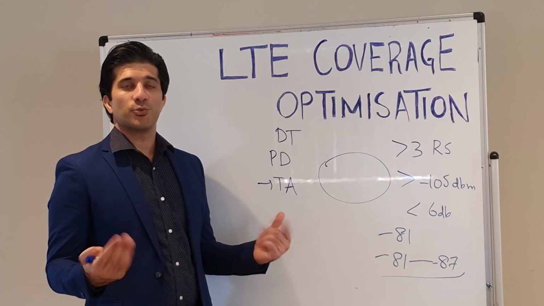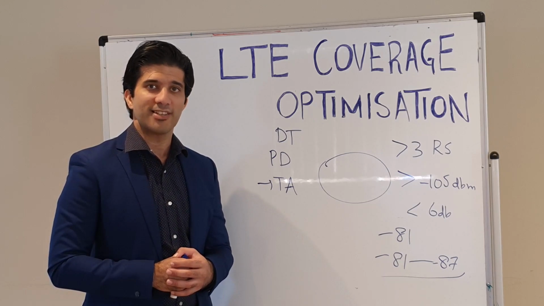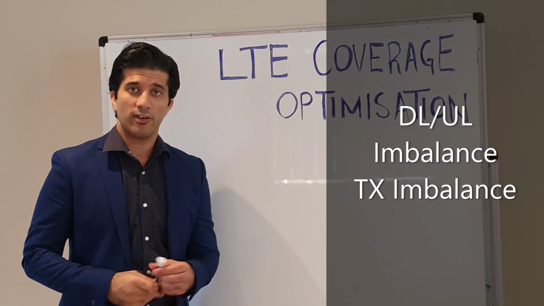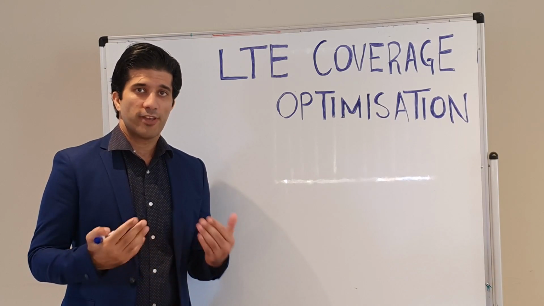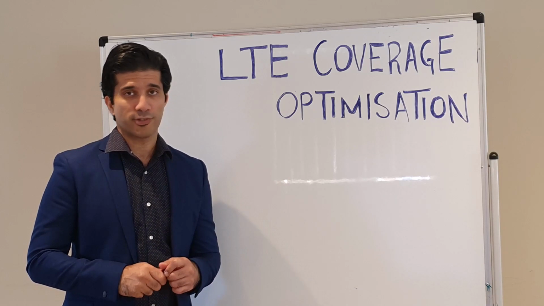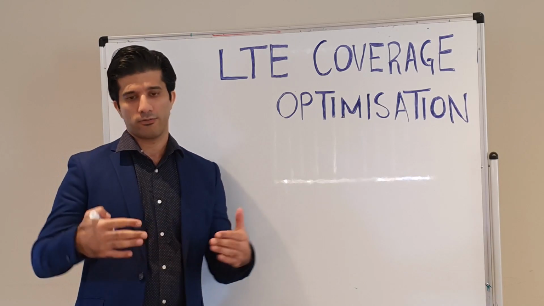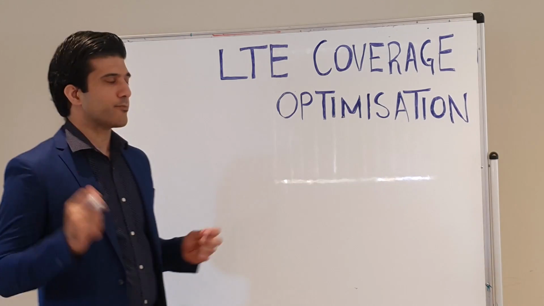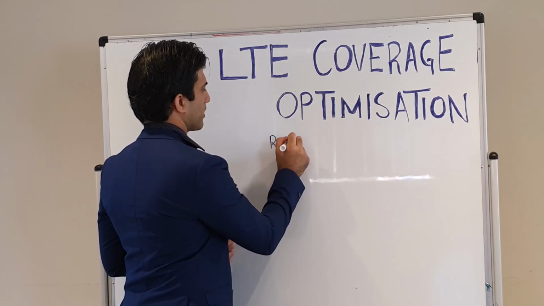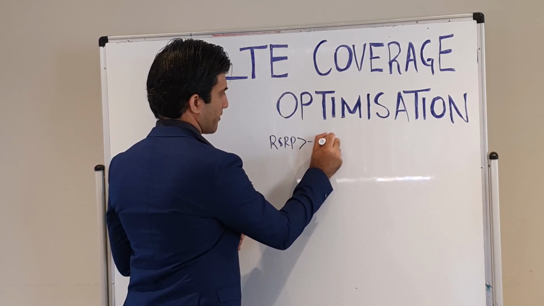So now let's move to imbalance in downlink and uplink, and then we'll see the TRX imbalance as well. So let's discuss downlink and uplink imbalance. If you have an uplink imbalance, and that is usually the case, you have an uplink limited network, or an uplink limited coverage, and that means that your RSRP from downlink is greater than -105.